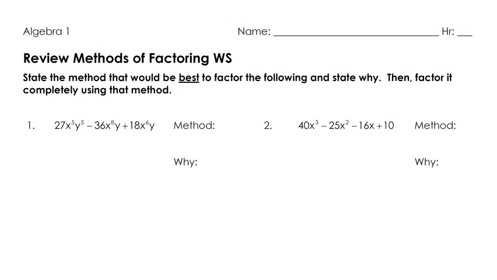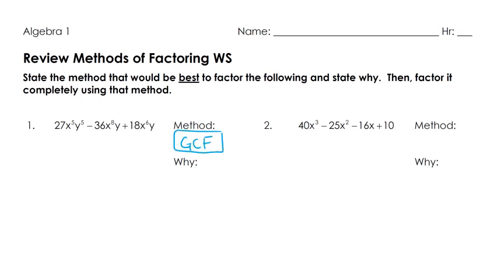So, like I said earlier, the whole point of this worksheet is to review all of the different methods. So you'll notice right here, it says state the method that would be best to factor the following and then state why, then actually factor it completely using that method. So looking at number one, the first thing I notice immediately is that this has multiple variables. So I know for a fact I'm probably going to be taking out a GCF here. So on number one, our method would be GCF.